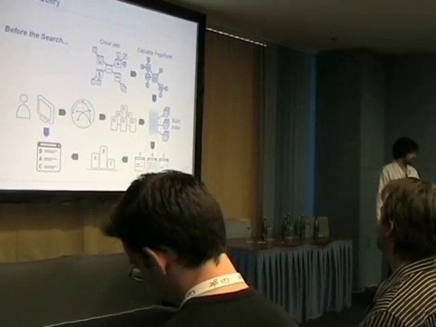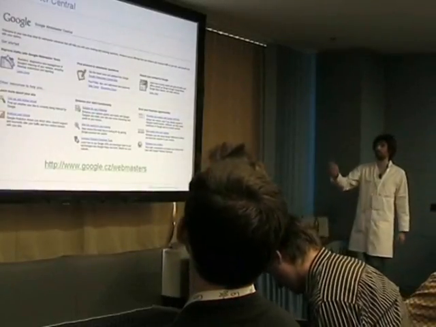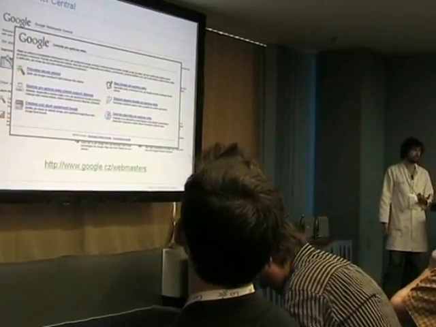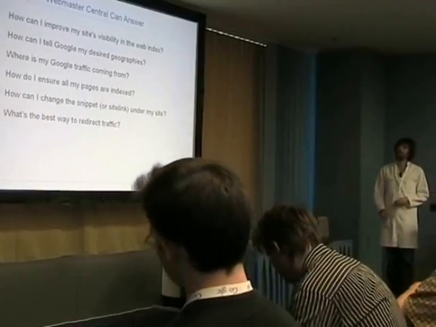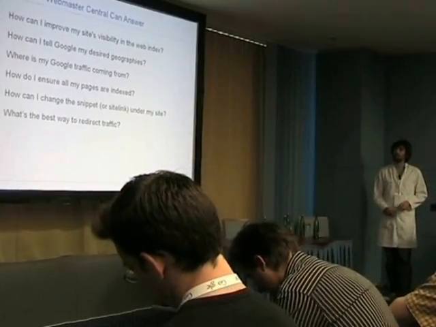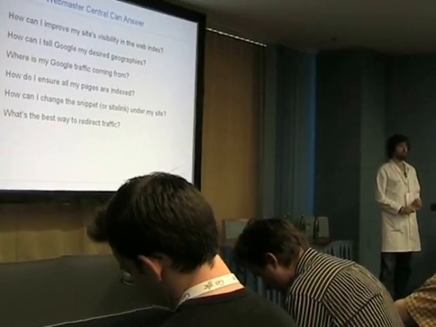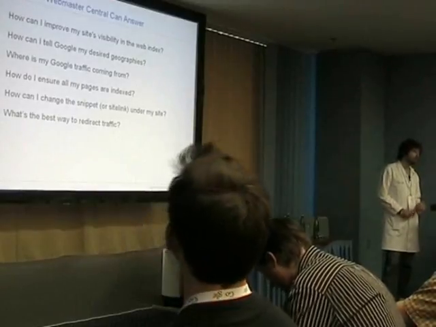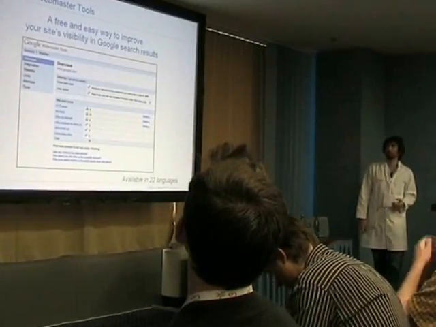So I don't know how that slide got in there, sorry. This is Webmaster Central, and you can access it at google.cz/webmasters, and it looks like that. Slightly different to the English version, I'm sorry, but still broadly the same links. And these are the sorts of questions it can answer. How can I improve my site's visibility? What does Googlebot see? How often does it come crawling? What errors have I found? Where's my traffic coming from? Are all my pages indexed? And we'll have a look at some of these reports rather than just read you bullet points off a list.